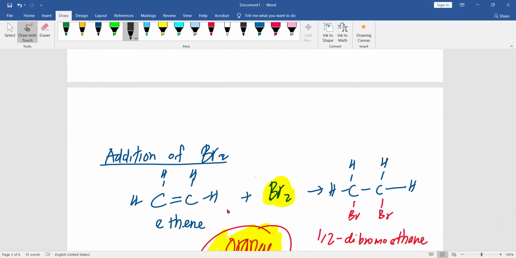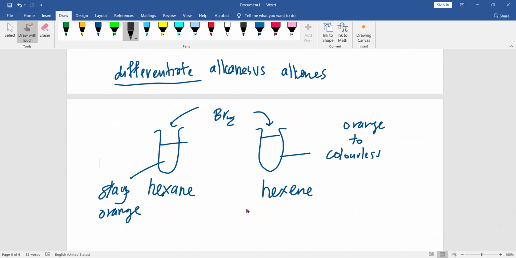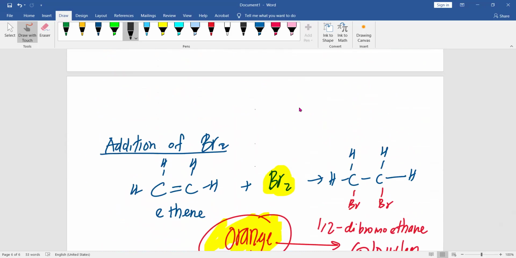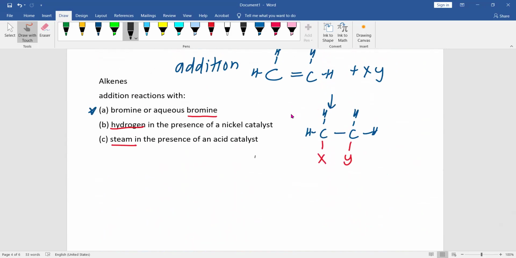Okay, hydrogen. Always. This one doesn't need a catalyst. The next two, so this one is just addition. But these two need a catalyst. So it's known as catalytic addition. Catalytic addition here, because you need a catalyst.